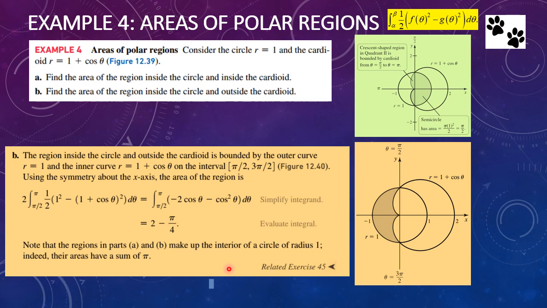Note that the regions in part A and B make up the interior of a circle of radius 1. Indeed, their areas have a sum of pi, because here we had this side of the circle and now we have the other side. So together they would add up to pi, which is another good check that we could have here.